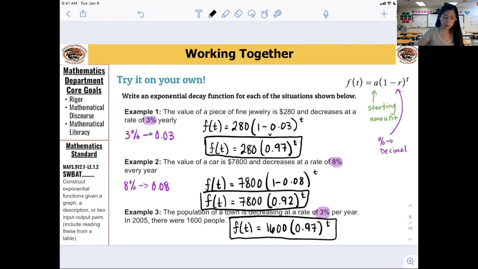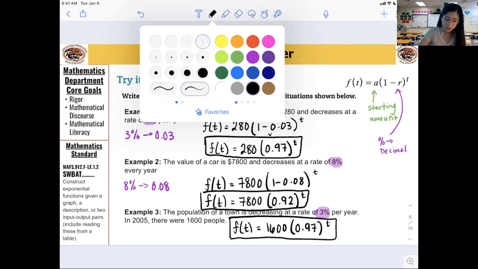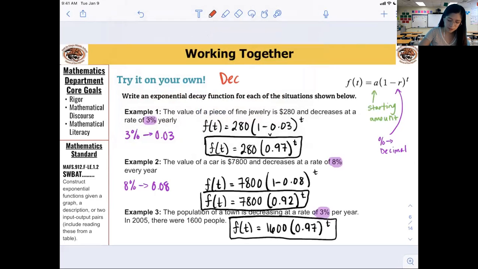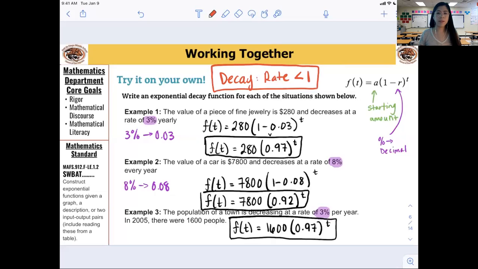Cool. All right, so remember, like with growth functions, always have a number greater than 1. For decay functions, the rate inside of those parentheses is less than 1. So you're always going to see a decimal that starts with 0. All right, any questions on these 3 examples?